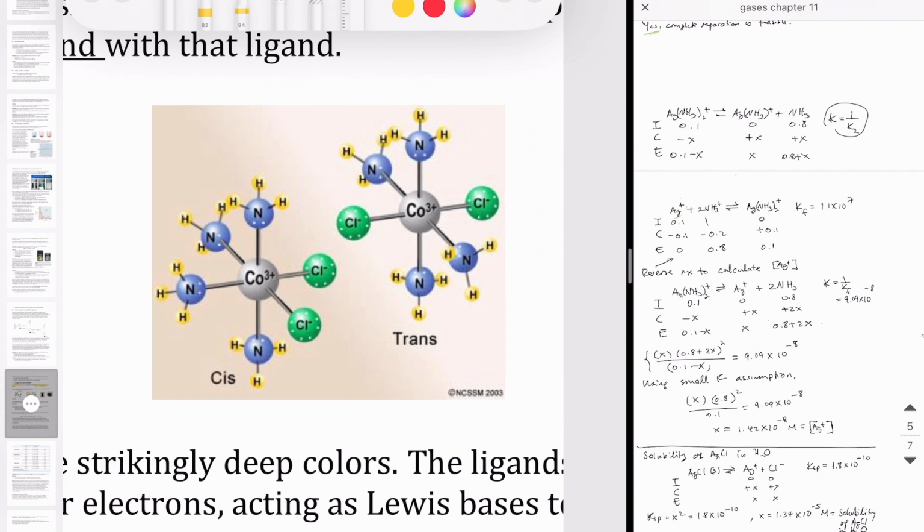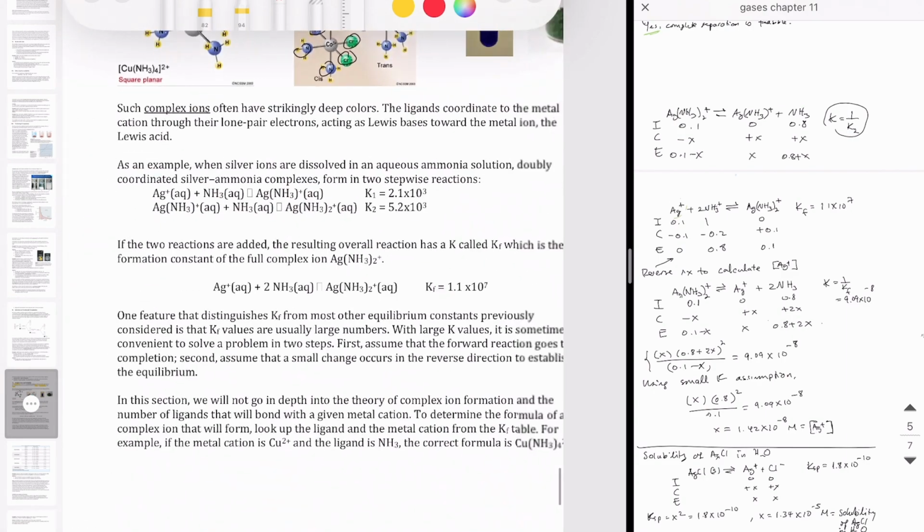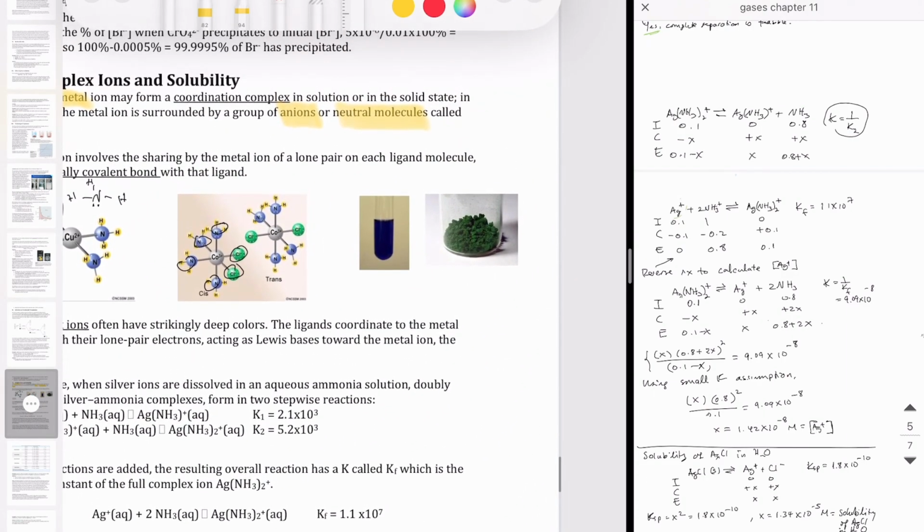Here's another example of a complex ion, in this case formed by cobalt 3 plus with 6 different ligands. 4 of these ligands are your ammonia ligand again, and then 2 of the ligands are actually chloride ion. The number of ligands that will bond to a particular complex ion is usually 2, 4, or 6. There will be a table later on to help you figure out how many ligands are bonded.